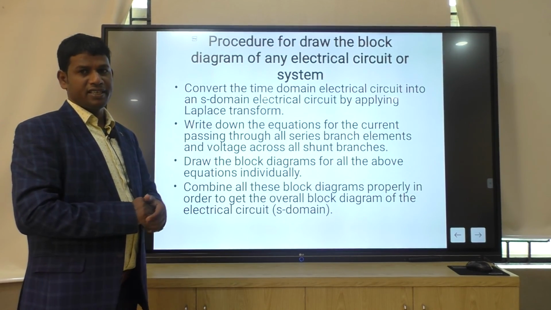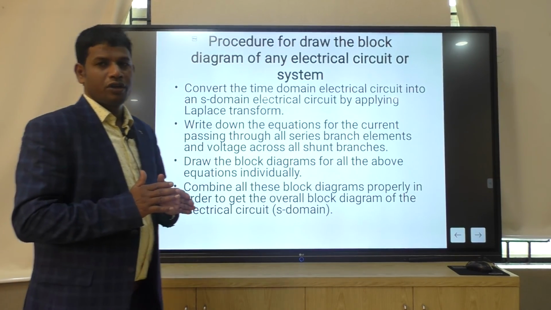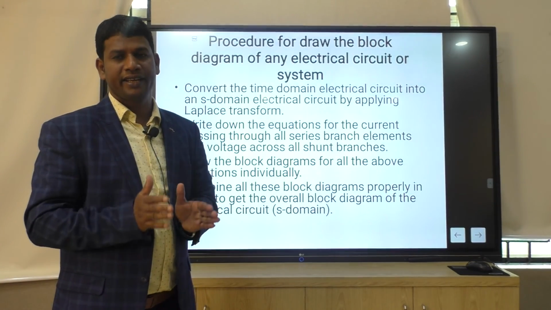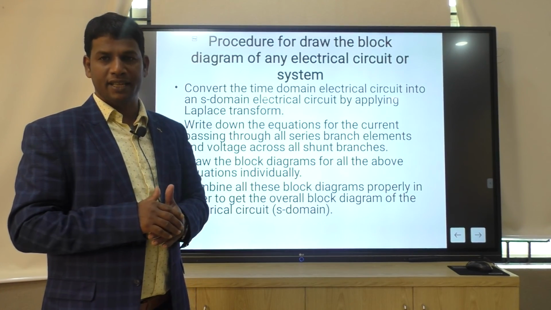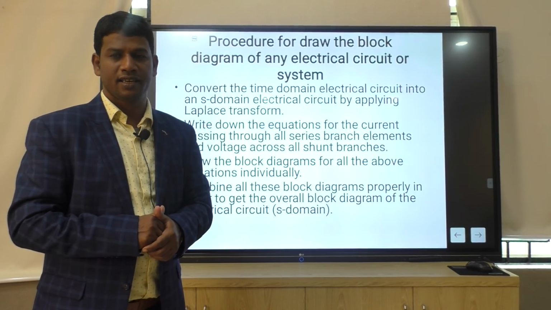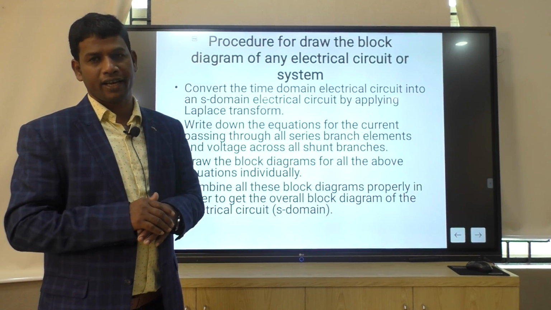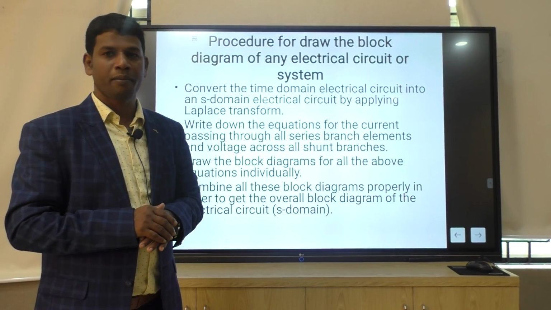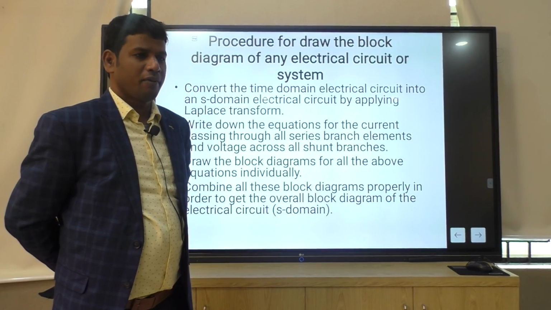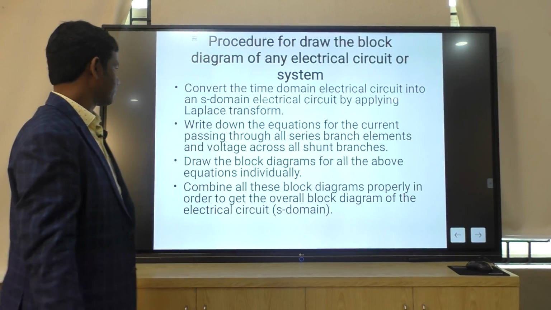Here a time domain circuit is given. You convert it into an S domain or Laplace domain circuit. Then from the Laplace domain circuit you find the current equation for series branches and the voltage equation for shunt or parallel branches. Then using these current and voltage equations, you draw individual block diagrams for each equation. Finally, you combine these block diagrams, and you will get the final block diagram of the given question. Okay.